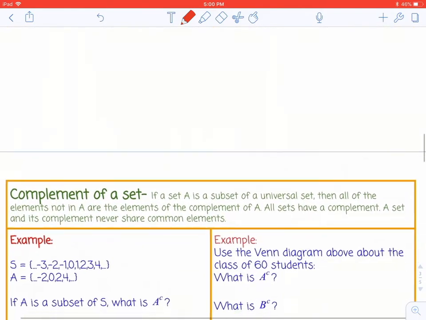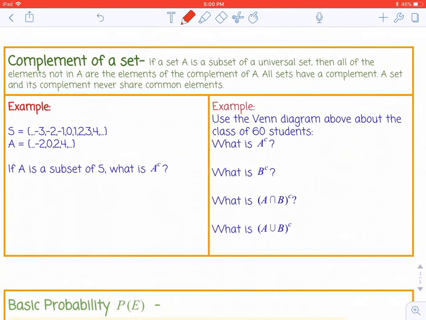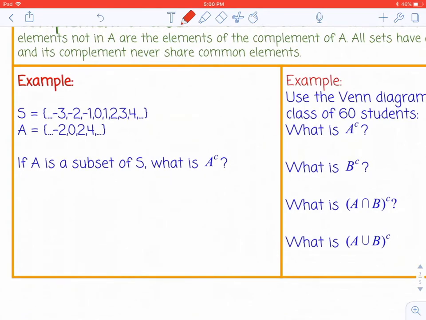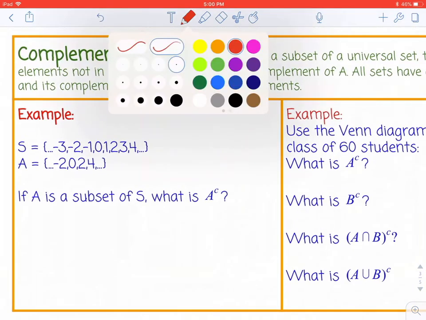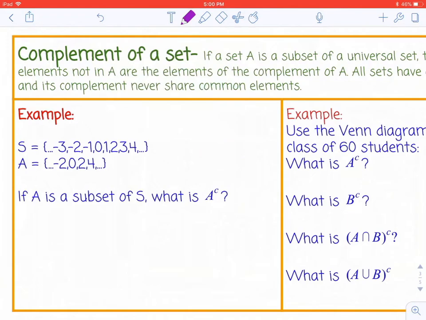Alright, so now let's look at another vocabulary word. Complement of a set. This is everything not included in the set that you're asked to find the complement of. So for our first example, we have set S that includes all integers. Notice -3, -2, -1, 0, 1, 2, 3, 4, and then it keeps going in both directions, and these are all of our integers.